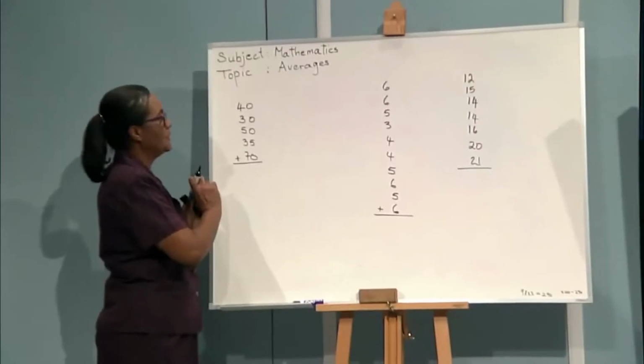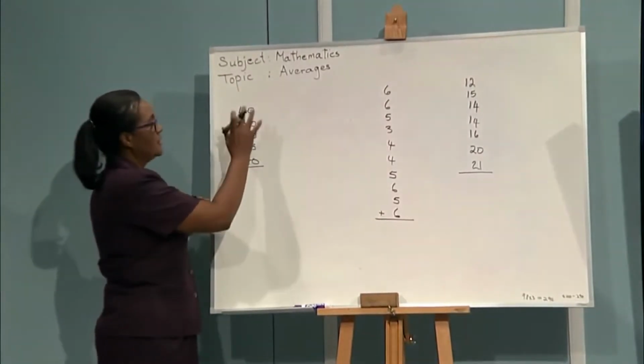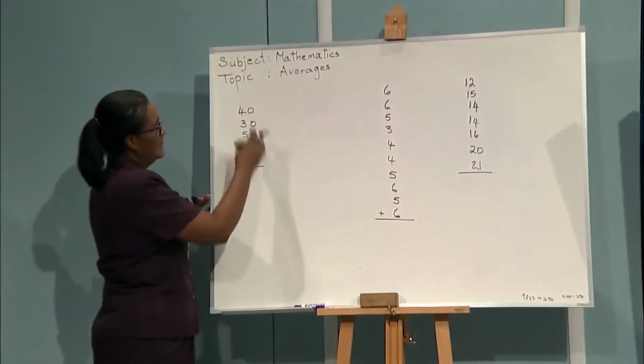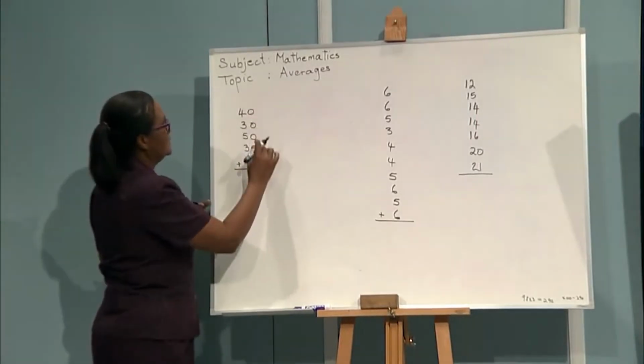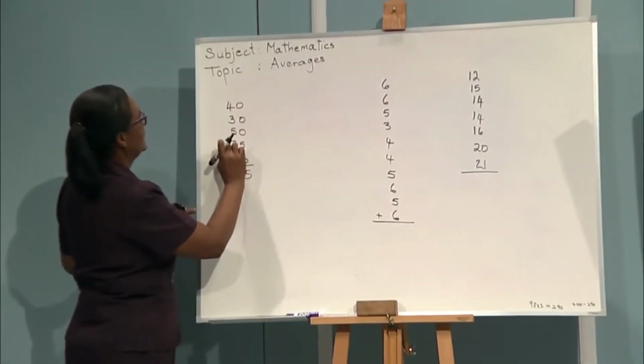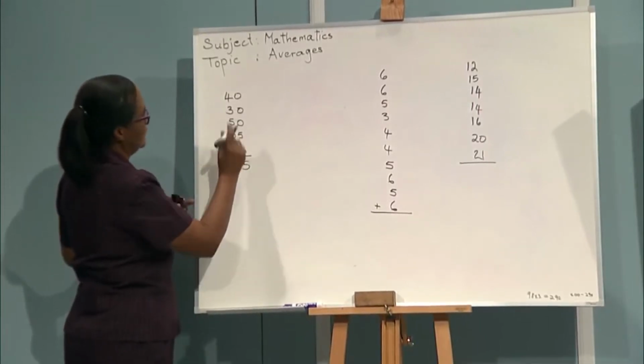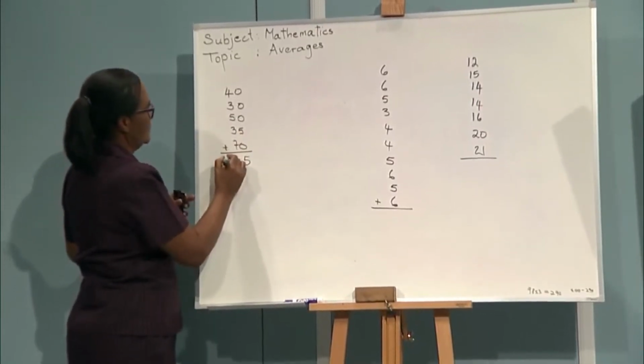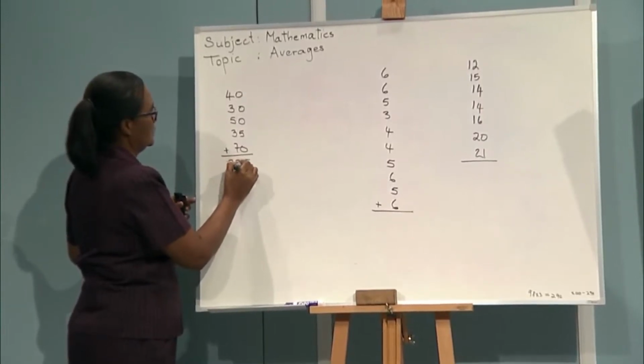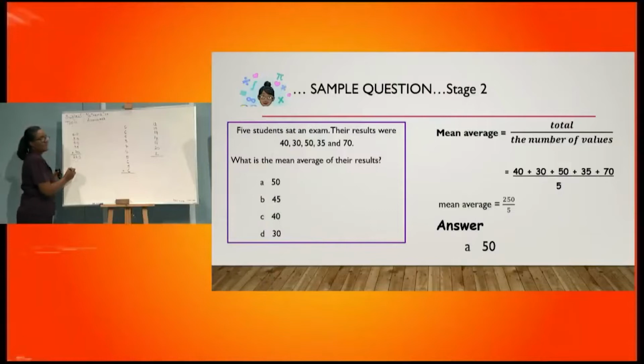So if we are going to add, we could set it out like this. Add our ones column, all the zeros and 5, 5. 7 and 3, 10. 10 and 5, 15. 15 and 7, I'm getting 22. So we'll now divide this value by 5, since there were 5 values.